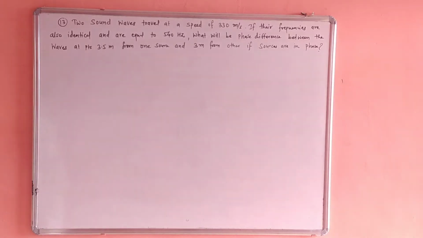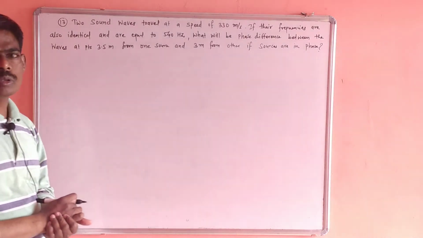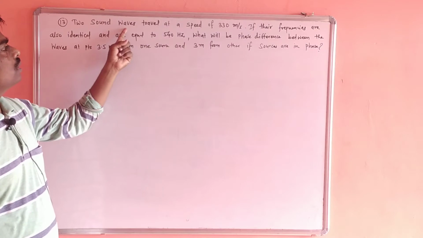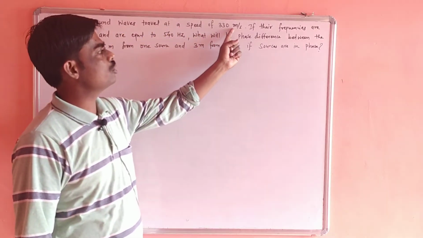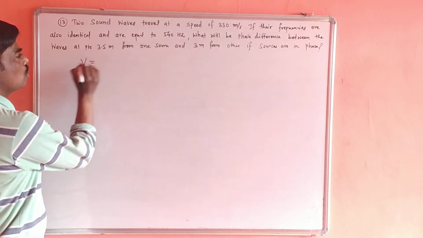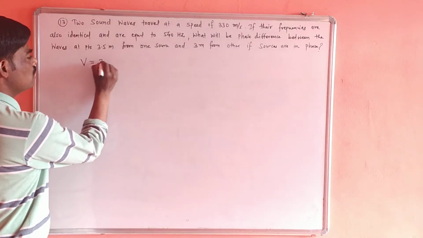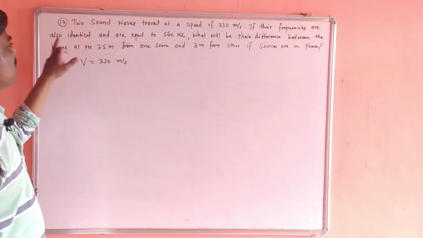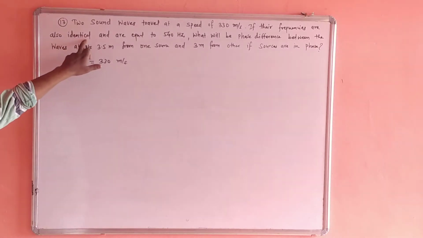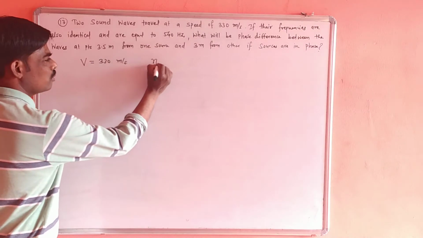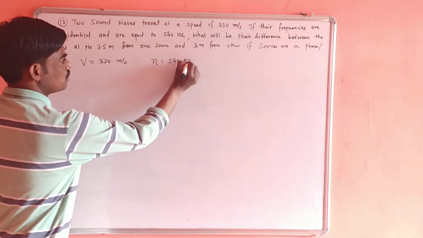Hello student, this is our problem number 13 from the chapter superposition of wave. So see this problem. Two sound waves travel at a speed of 330 meter per second. That means velocity of sound waves is given to you, 330 meter per second. If their frequencies are also identical and are equal to 540 hertz, frequency is given to you, 540 hertz.